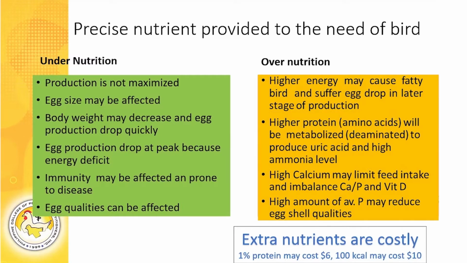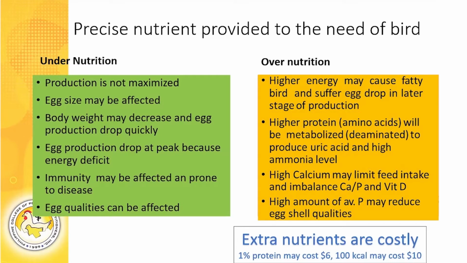The high protein in the diet may provide nutrients for the bacteria in the hindgut and create more problems in gut health, and also the possibility of high ammonia level, because the protein will be deaminated in the body and then excreted as uric acid and metabolized to become ammonia. So very often we can detect high ammonia level in the laying house because of too much protein in the diet. The overnutrition, like high calcium, may also limit the feed intake.